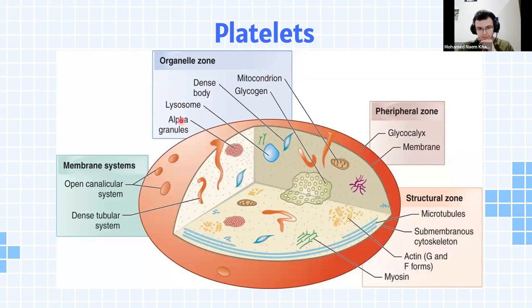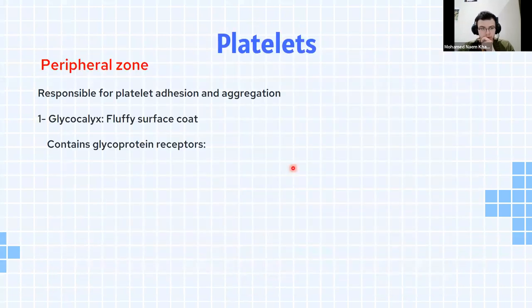This one, where is it? The alpha granule contains all the clotting factors. This is the lysosome. What the heck? This one, the alpha granule. Sorry, guys. This one, the alpha granule contains all the factors. Okay, I think it's clear.